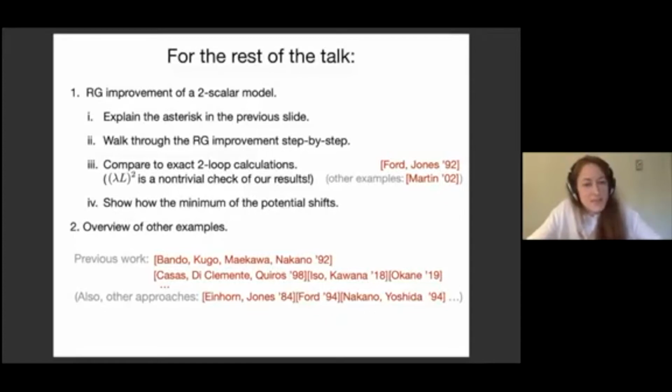So I should mention that there's a large literature on this subject, and so there's some previous work that considered various approaches to this problem, some of which were EFT-inspired approaches, and so we checked our answer in all the examples we looked at against the literature. And so the statement is that we didn't agree with the previous literature, but we did agree with the exact two-loop calculations. So again, that's a really non-trivial check that we're doing something right.